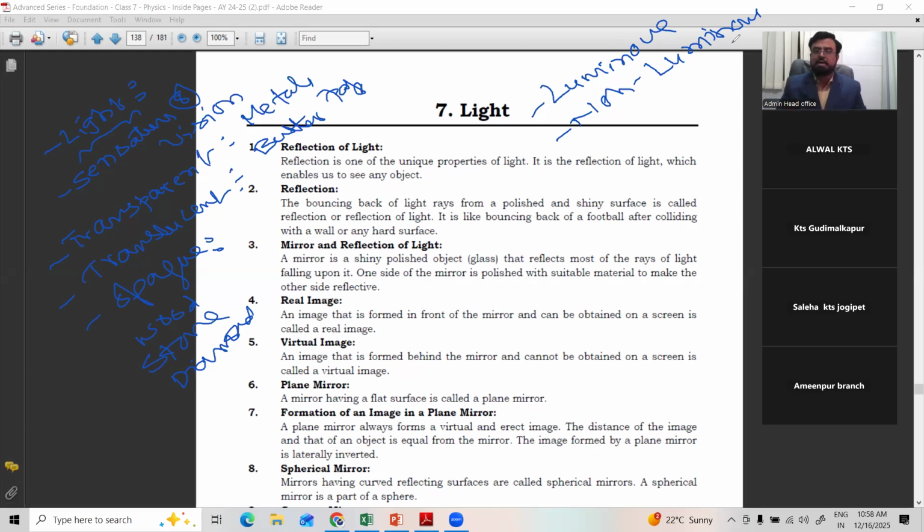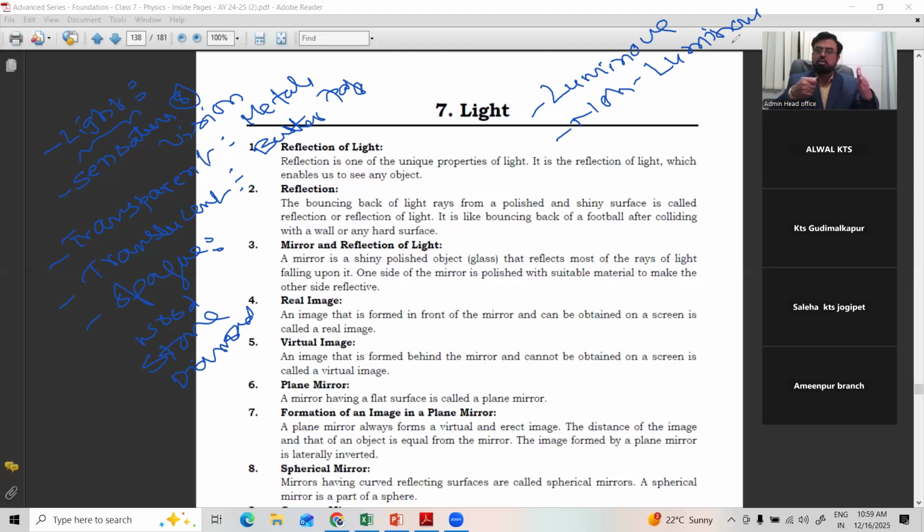Take the torchlight, which is the source of light. First, pass it through the glass. We can see that light passes through the glass. It passes through, and because of that only, we are able to see our image.